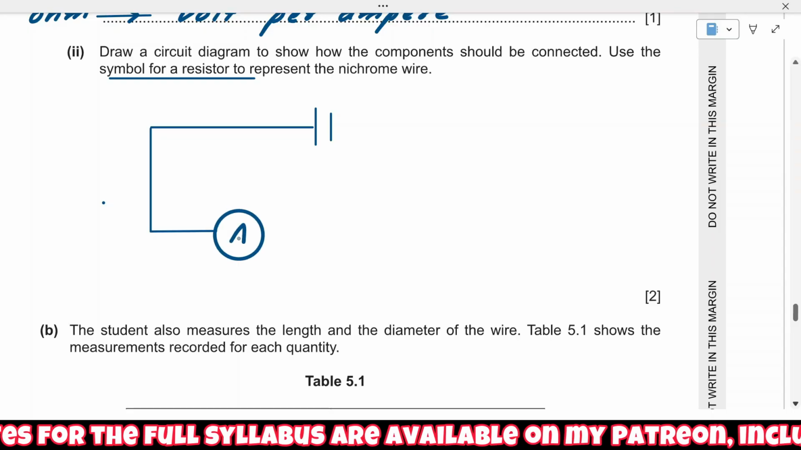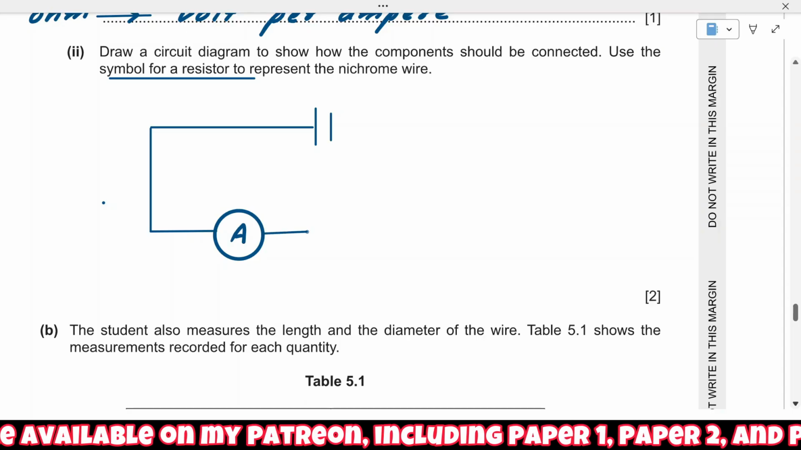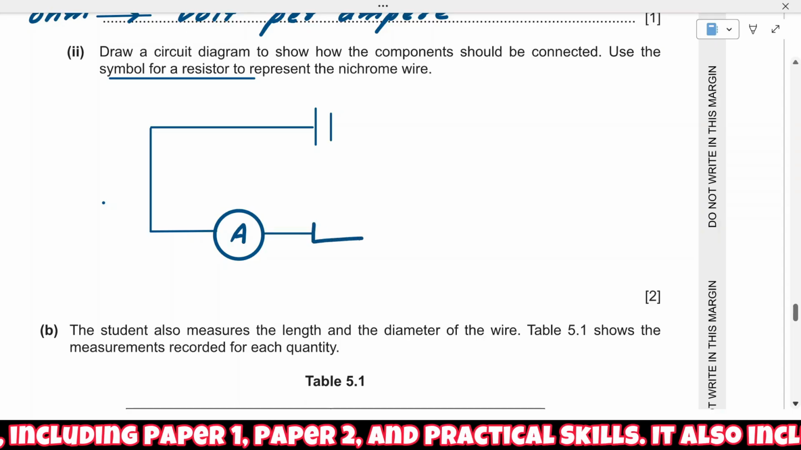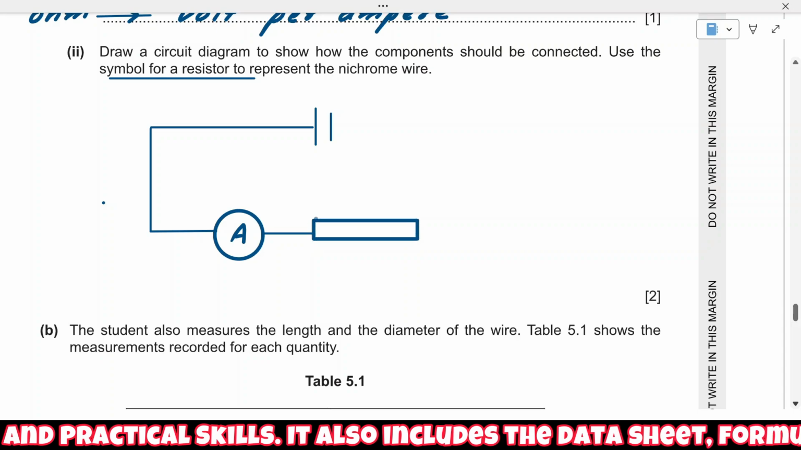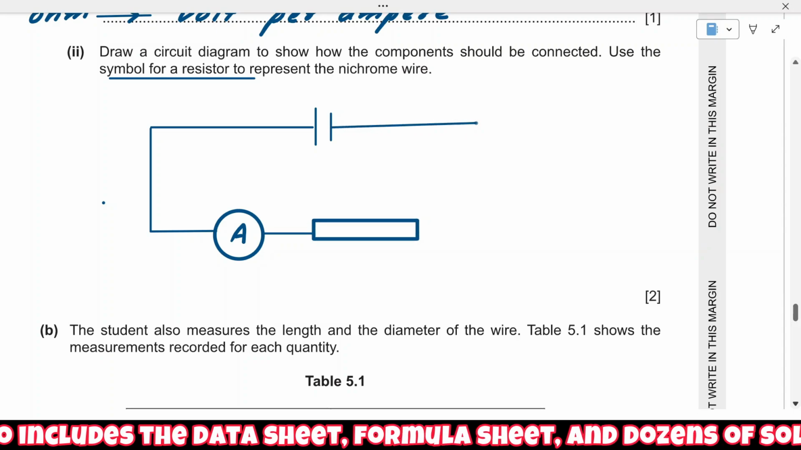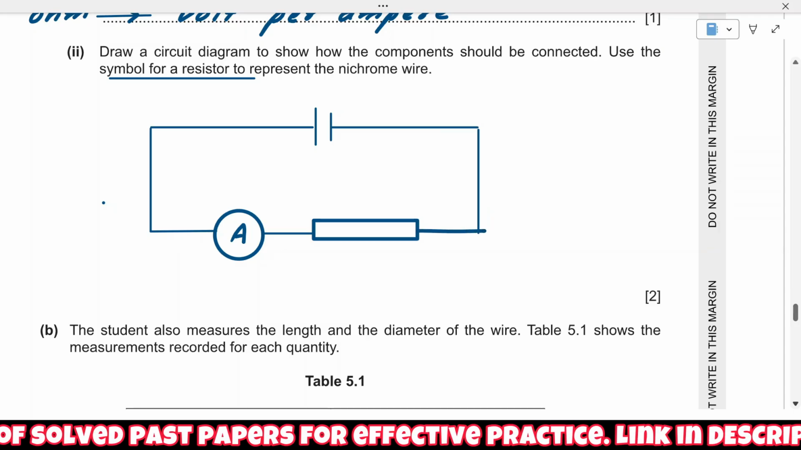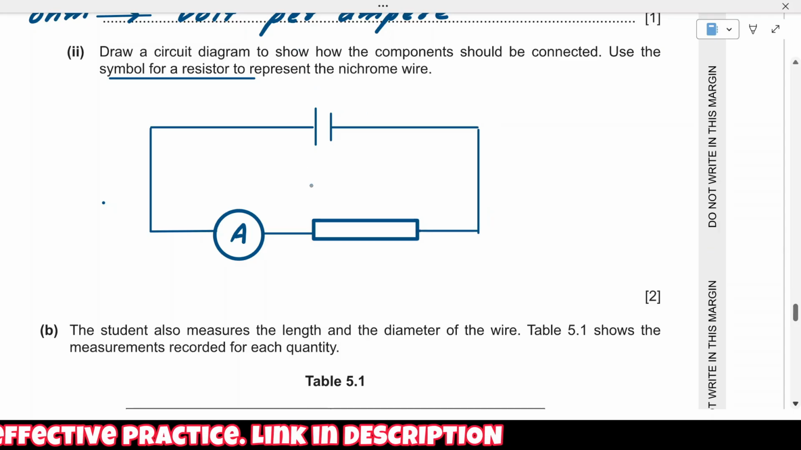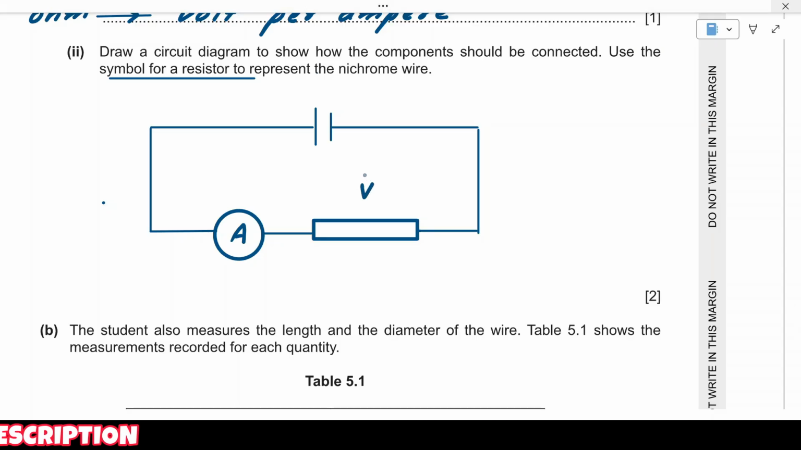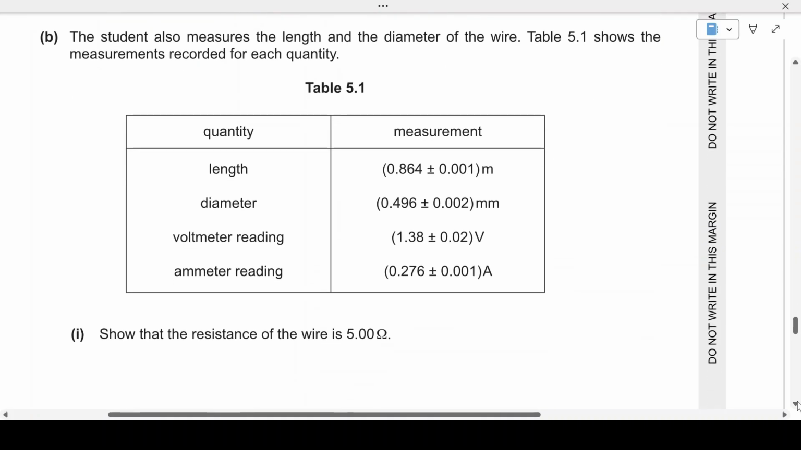We have ammeter, then we have nichrome wire, which is represented by a resistor. And a voltmeter needs to be connected across the nichrome wire. If we need to measure the voltage of nichrome wire, then the voltmeter has to be connected across the nichrome wire. Okay, let's move on to the next one.